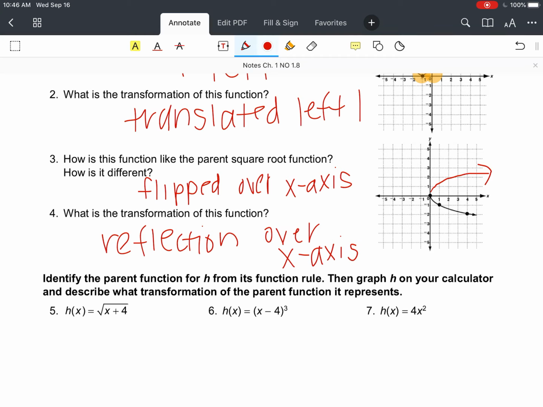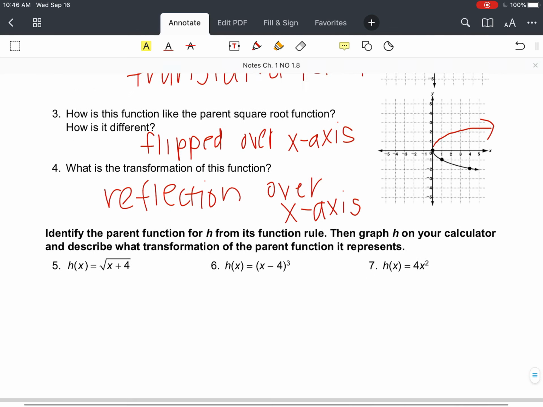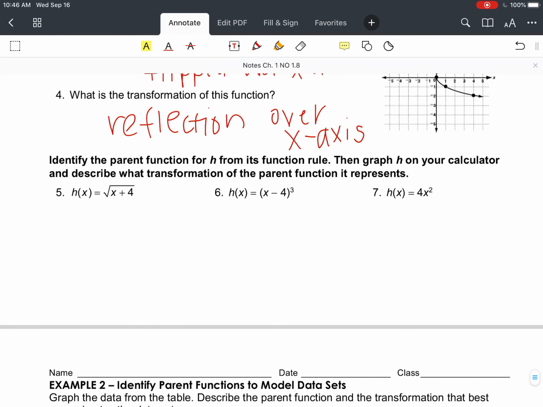Now for these next ones, you're going to identify which is the parent function, graph both on your calculator, and see how it changed. So for this first one, hopefully you recognize that it's a square root function. We have a square root, but now we have the square root of x plus 4.